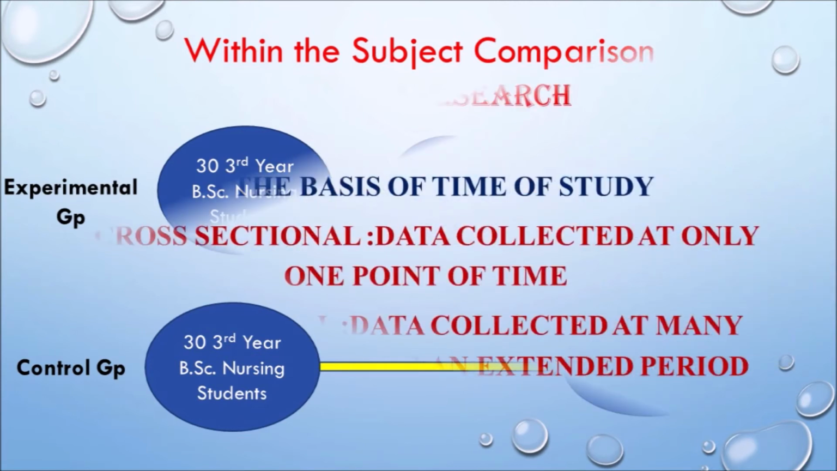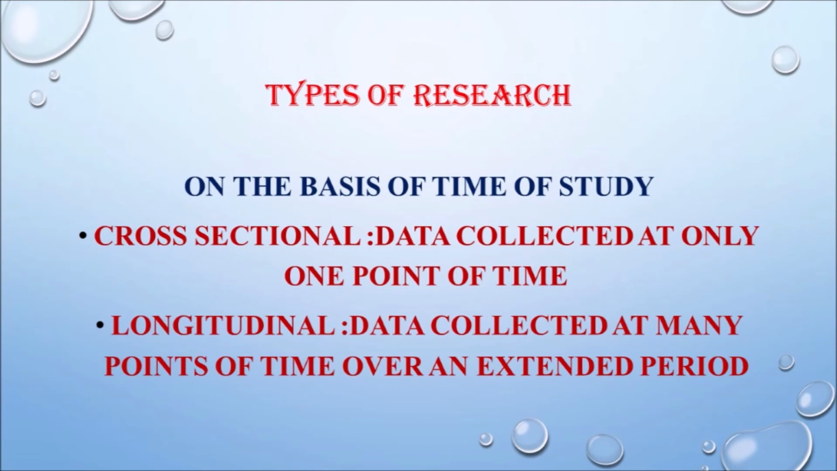The next kind of research is based on time of study, that is cross-sectional and longitudinal research studies. If the investigator collects the data at only one point of time, it is said to be cross-sectional, and data collected at many points of time over an extended period is said to be longitudinal research.